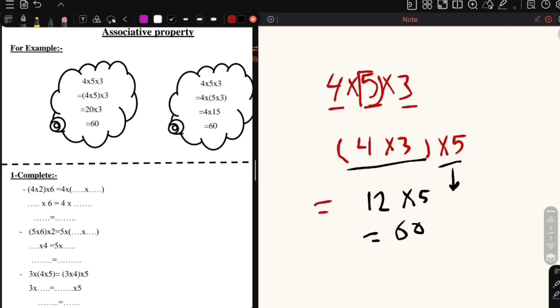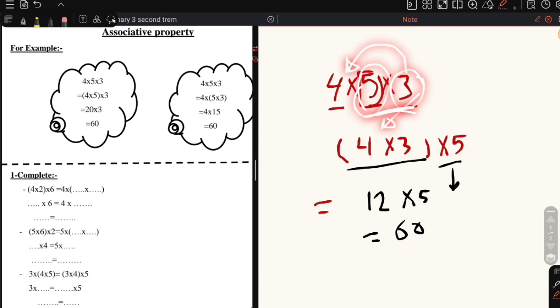So associative property, if you have three numbers, you can choose any two numbers like 4, for example, and 3, and put them inside the parentheses. And the result of multiplying these two numbers, we will multiply this number by 4.